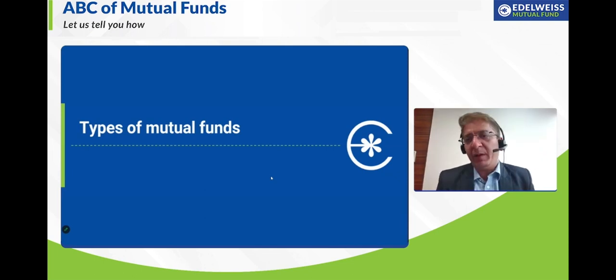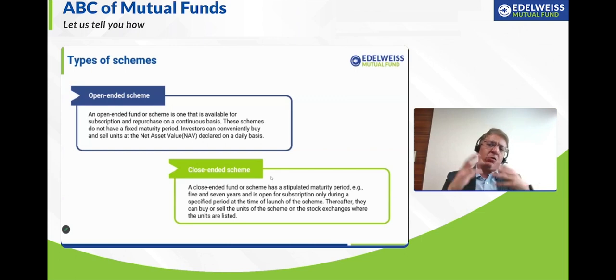Let's look at types. When you look at types, predominantly there are two broad types. One is an open-ended scheme in which you can buy and sell whenever you feel like. And then there are closed-ended schemes, where there is a stipulated maturity. It could be 5 years, 7 years, whatever, and it's open in a periodic way, at the time of launch, for a specified period. And you can only enter those schemes during that time. So there are two broad types.